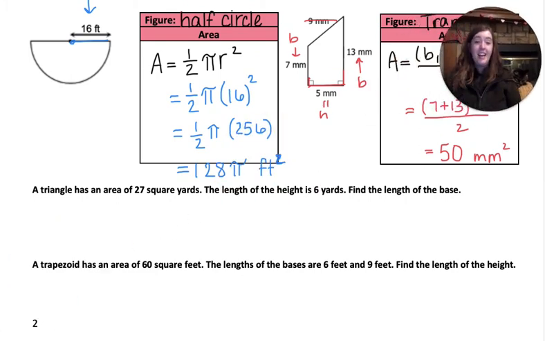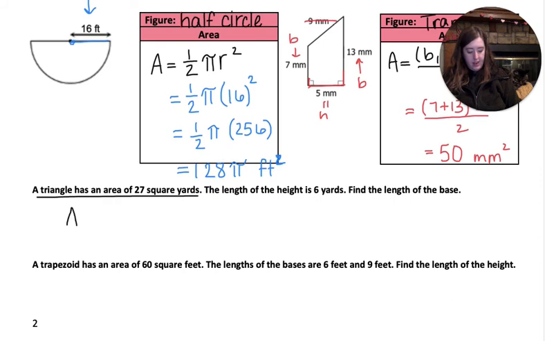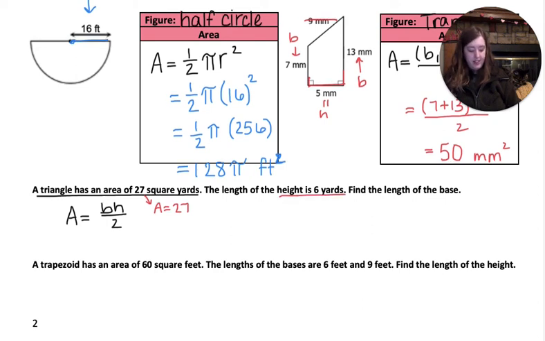Okay, so a triangle has an area of 27 square yards. The length of the height is 6. Find the base. So here's what I like to do first. I like to write out what I know. It says that the triangle has an area of 27 square yards. So what's the area of a triangle? Area of a triangle is base times height divided by 2. They just told me that my area was 27, so A is 27. Says that the height was 6 yards, so H is equal to 6. And we want to solve for the base.